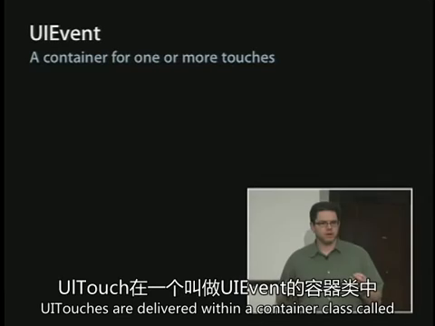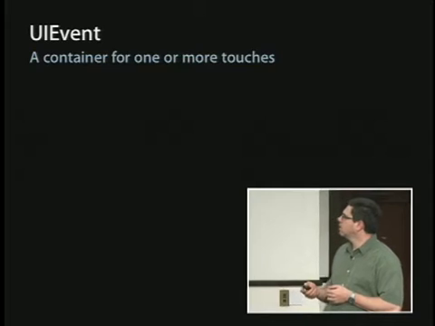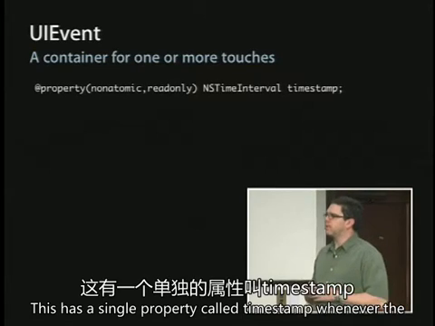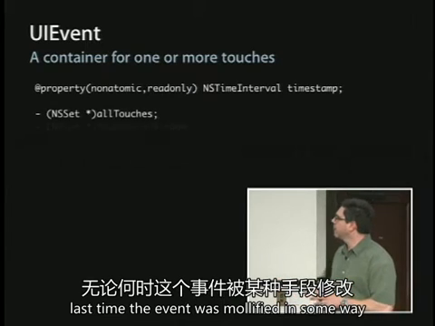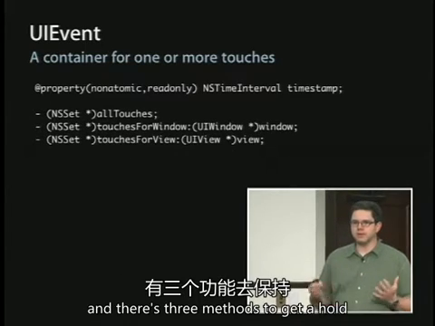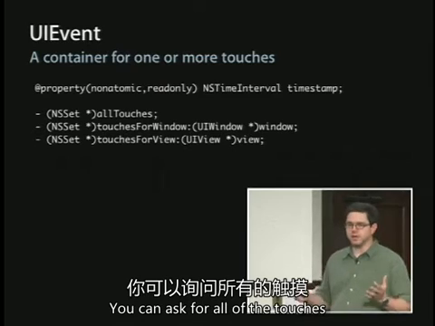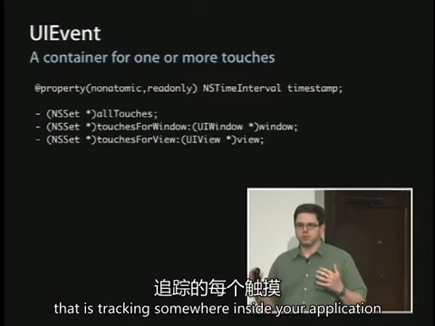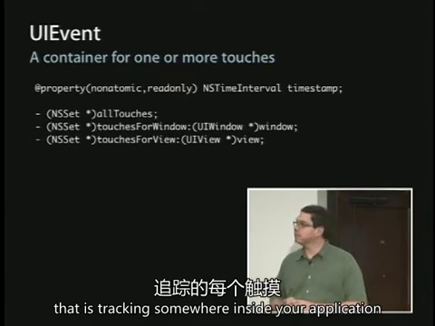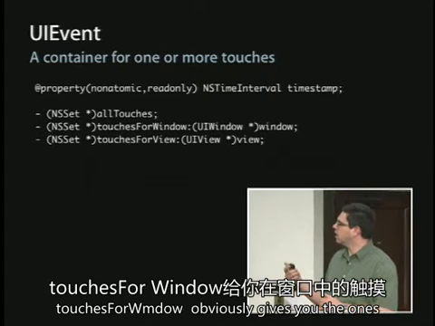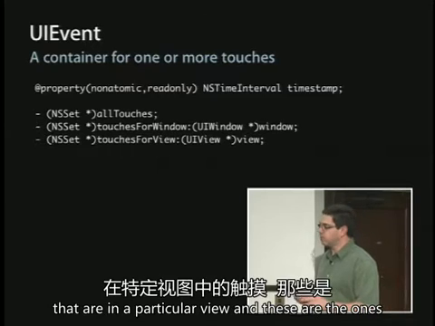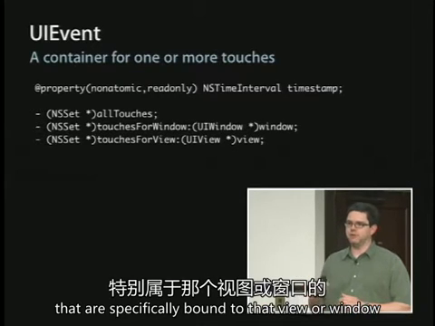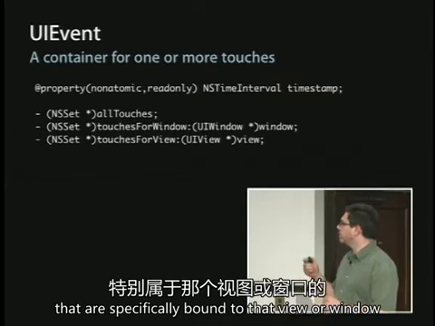UITouches are delivered within a container class called a UIEvent. This has a single property called timestamp, whenever the last time the event was modified in some way. And there's three methods to get a hold of the touches that are in there. You can ask for all of the touches, and these are every touch that is tracking somewhere inside your application. Touches for window obviously gives you the ones in your window, and touches for view gives you the ones that are in a particular view. And these are the ones that are specifically bound to that view or window.